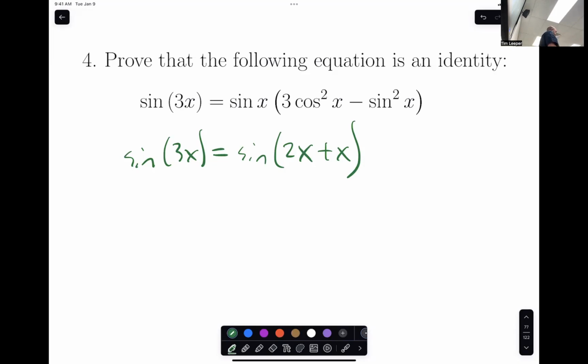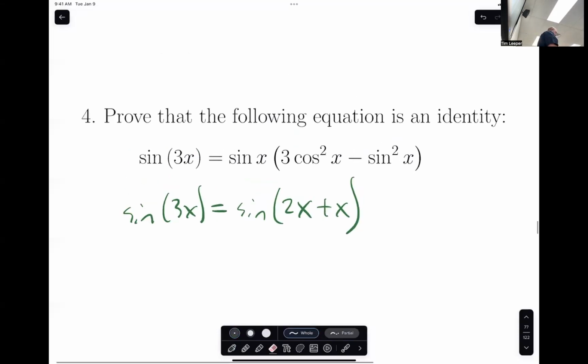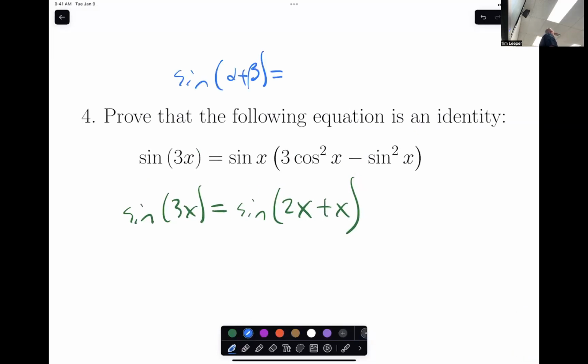So I'm going to go ahead and use the sine of a sum formula. Now, can you think of what the sine of a sum formula is without looking at it? In other words, what is the sine of alpha plus beta? Sine alpha cosine beta plus sine beta and cosine alpha. That will work. The way that I write it down is cosine alpha, sine beta, but the way that you wrote it down is perfectly fine as well.